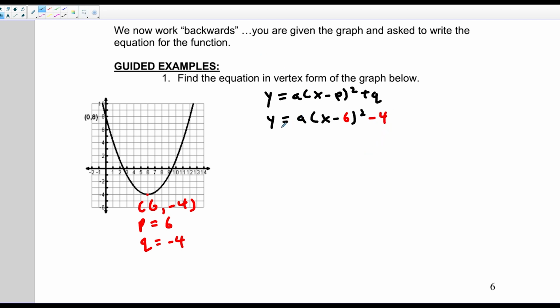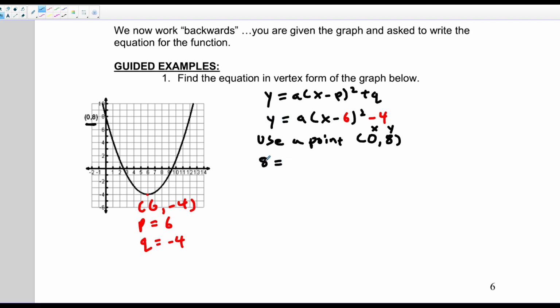The next two things that we need to figure out are your x and y along with your a value. So we're going to use a point. In this case, some of the easiest points to use will typically be your y-intercept. So in this case, 0, 8. That means that 0 is going to be x and y will be 8. So now we're going to go ahead and substitute those in.